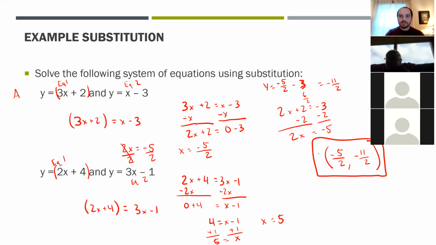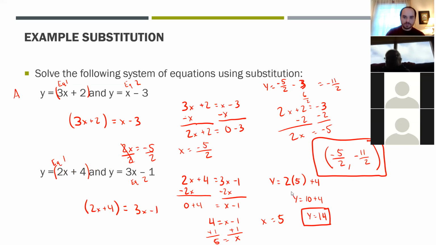And then we just need to do step 4. So we're going to plug this back in to either one of our equations. This time I'll use equation 1. So we have y equals 2, and then since x is equal to 5, we're going to replace the x with a 5 plus 4. So y equals 10 plus 4. Y equals 14.